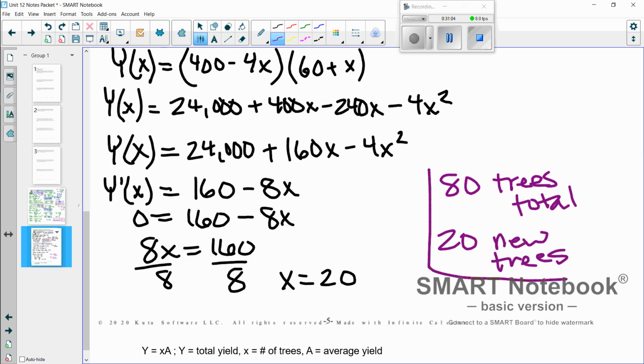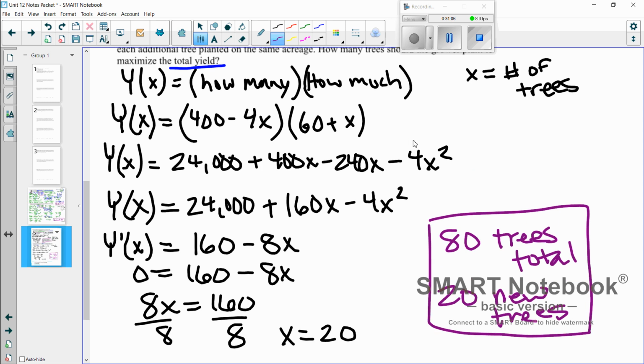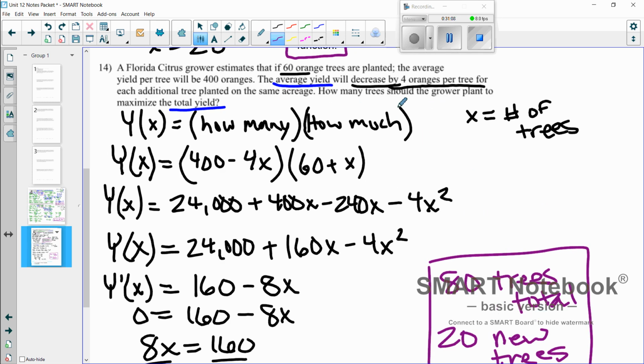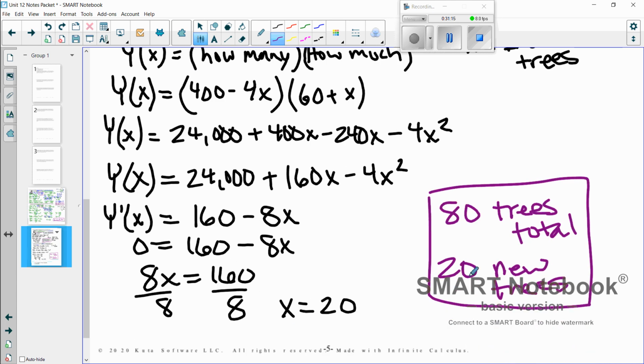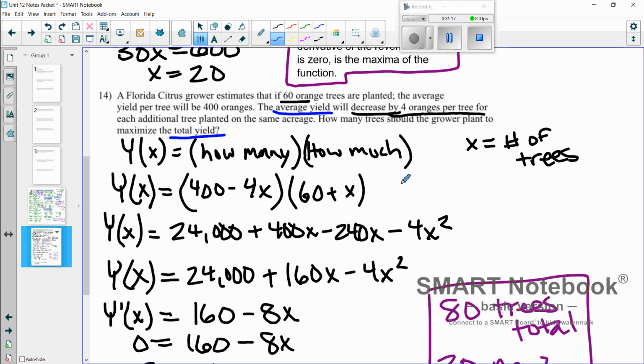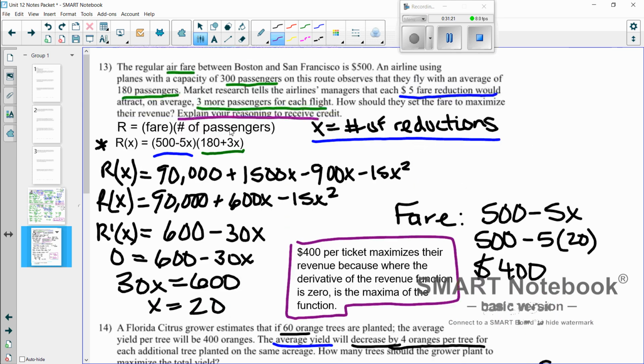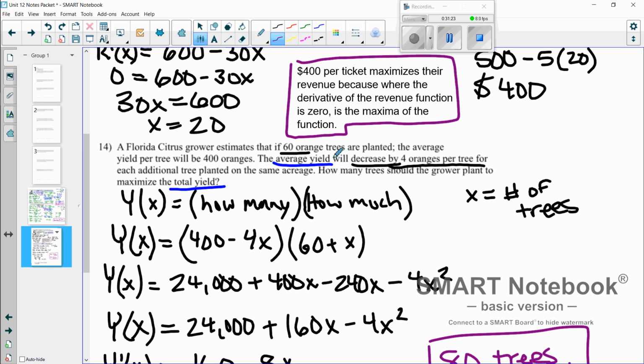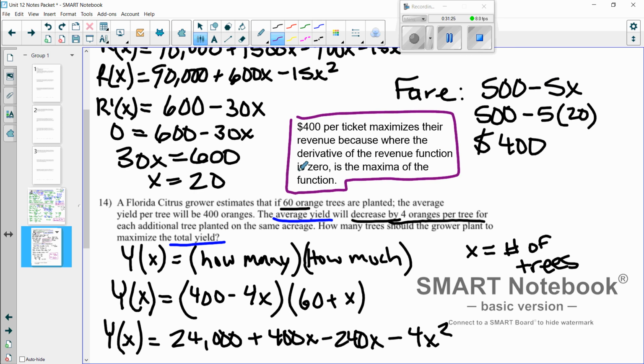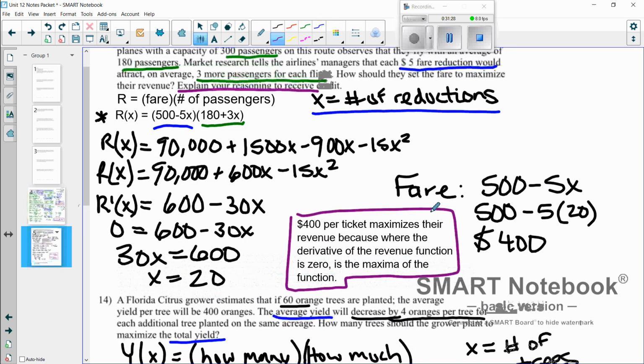Whatever you want to write is good with us. So just read carefully what it's asking here. How many trees should the grower plant to maximize the total yield? Well, 20 new ones and then 80 total. So that's how number 14 goes. Not too difficult here. I think 13 and 14 were actually pretty much easier or less work than the first two. So hopefully that makes sense.